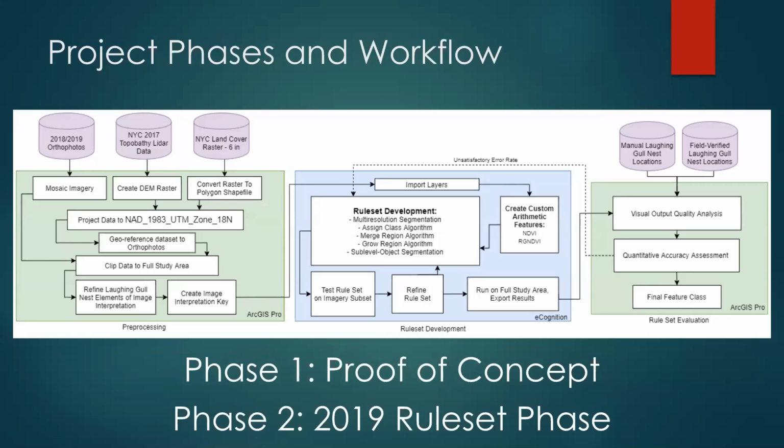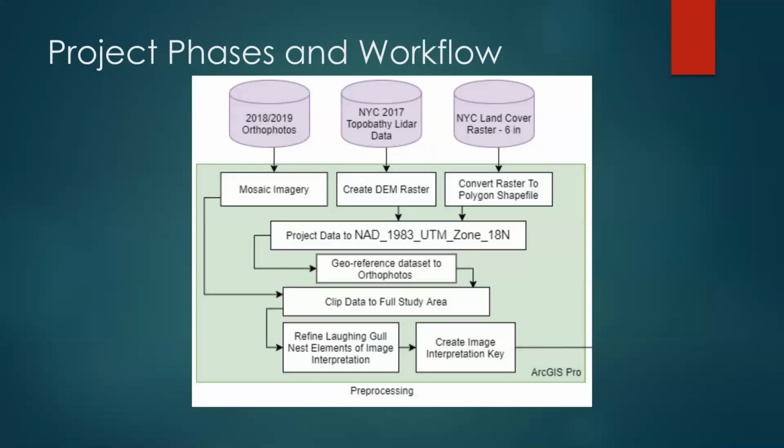Now, both phases use the same 3-stage workflow shown here, starting with the pre-processing stage. Now, pre-processing was conducted in ArcGIS Pro and involved preparing the input datasets for import and use in eCognition, which was the object-based image analysis software that I used to implement this project. It was also during this stage that I developed an image interpretation key, which I'll go into more detail in a minute.